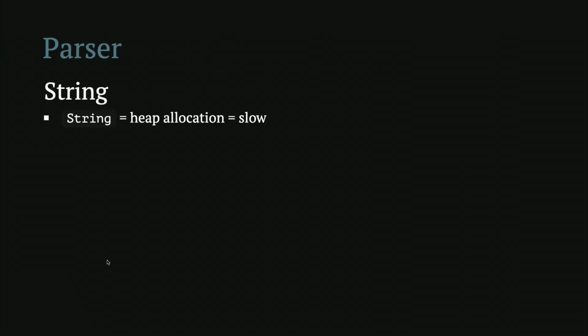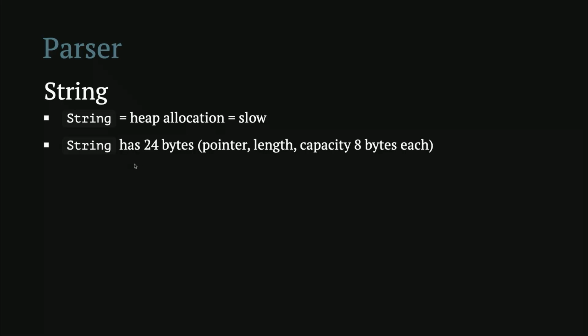And the next thing is strings in normal programs. In Rust or in JavaScript, you will do heap allocation, which is really slow. And a string has 24 bytes. It has a pointer, a length, and a capacity.